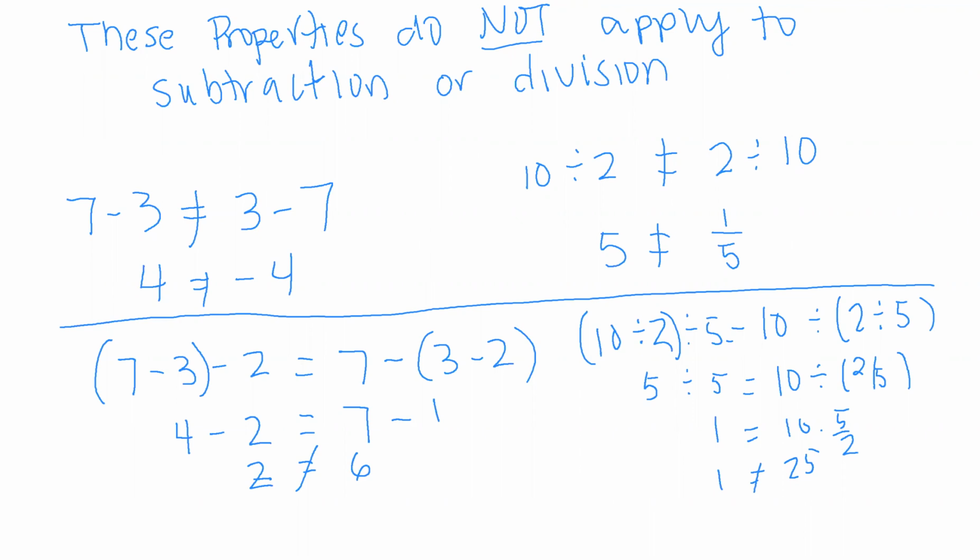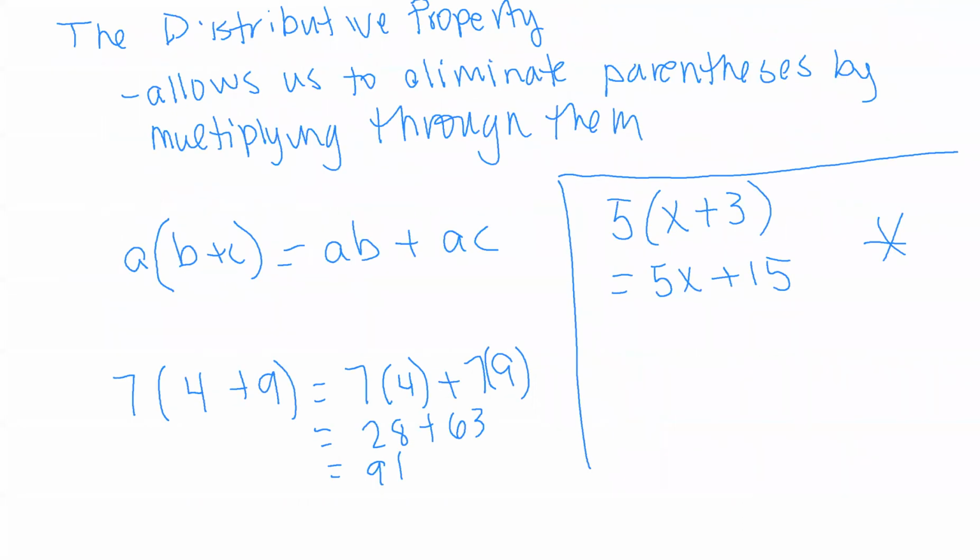You've got examples here that prove that changing the order or changing the grouping when you're dealing with subtraction and division simply does not work. And then finally, the distributive property, it allows us to eliminate parentheses by multiplying through them. You've got an example with just numbers, and then you do have an example with a little bit of algebra.